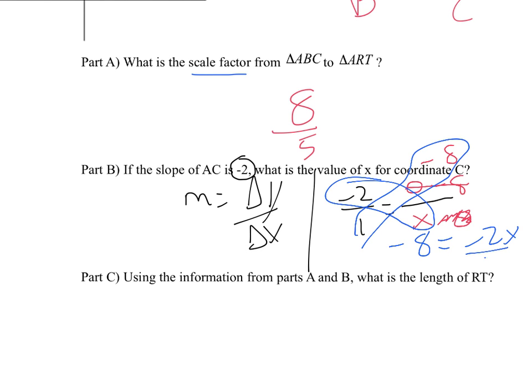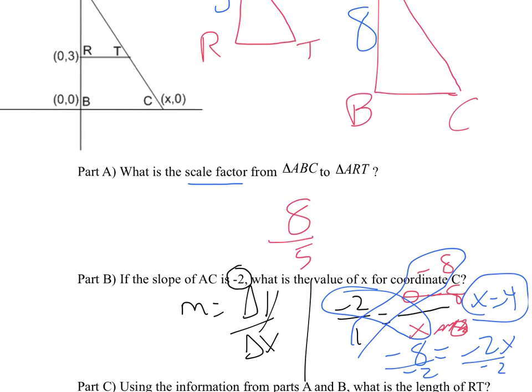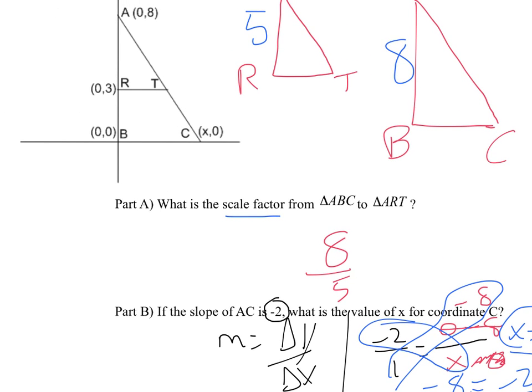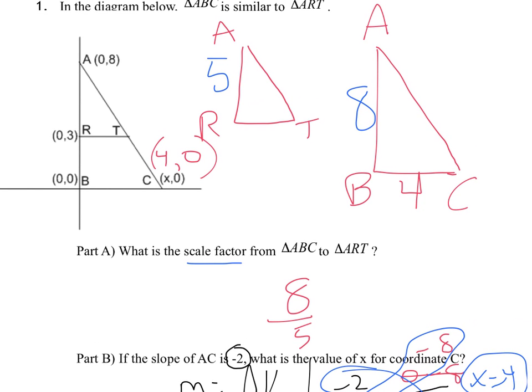If I divide both sides by -2, I'm finding a value for x. X equals 4. Is that what I wanted? It says if the slope of AC is -2, what's the value of x? Well, I got x. X is 4. Now, what x is 4 means is this coordinate right here, instead of being x, 0, is 4, 0. Because x is 4. Which tells me that the length of BC, and we're talking about horizontal length here, we're going from 0 to 4 now. That's 4. So that's how long that big triangle is. The bottom of that big triangle is 4.